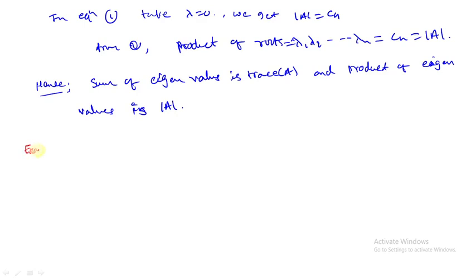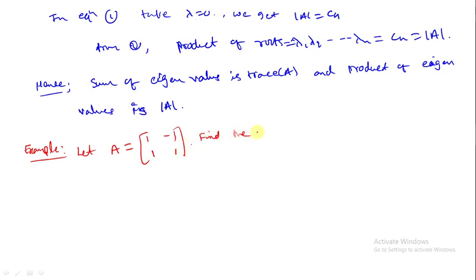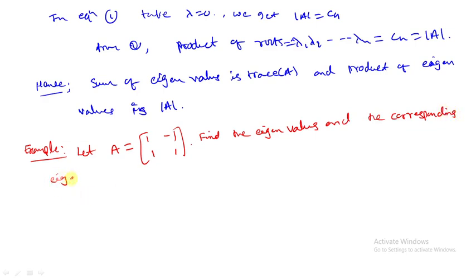Example: let A equal to [1, -1; 1, 1]. Find the eigenvalues and the corresponding eigenvectors of A. Now, the solution.